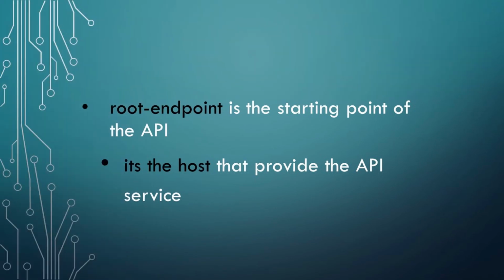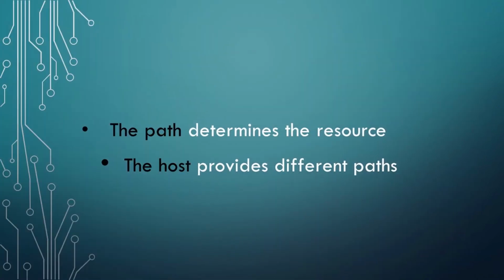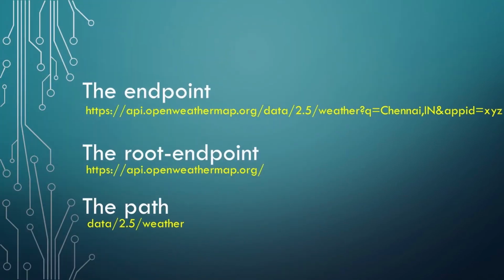The root endpoint is the starting point of the API you are requesting from. Here you can see the root endpoint of the API that I have shown earlier. Mostly it's the host that provides the API service. Next, let's check the path. The path determines the resource you are requesting. We can have different paths to different resources provided by the same host. To understand what different paths are available to you, you need to look through the API documentation. Anyway, I'll demo this to you later.